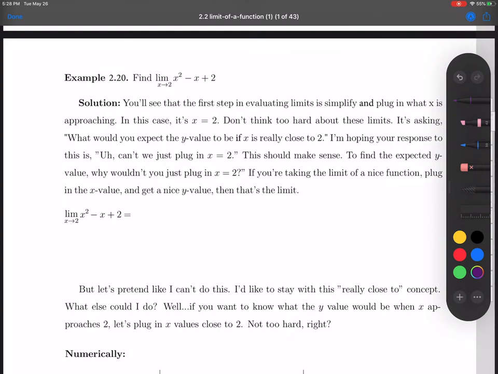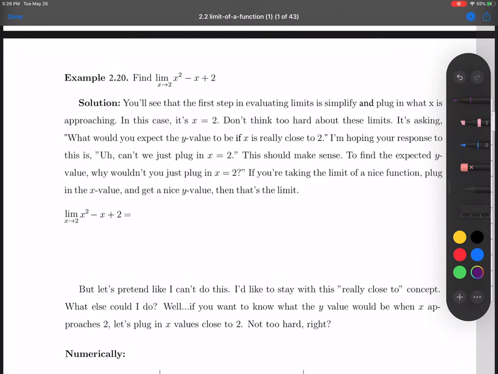So you'll see that the first step in evaluating limits is simply to plug in what x value you are supposed to be approaching. That's it. In this case, we're supposed to be approaching 2, right? X is approaching 2. So don't think too hard about these things at first. It's asking, what would you expect the y value to be if x is really close to 2? So I'm hoping your response to this is, well, can I just plug in 2 for x? The answer to that is yes. You can actually literally just plug in 2 and see what happens.